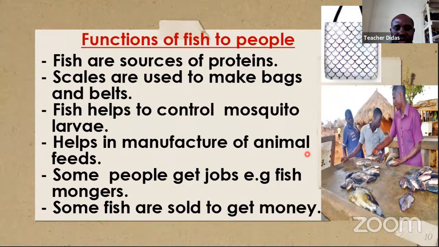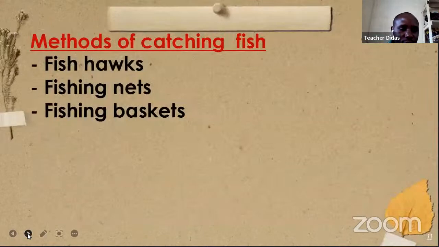People get jobs, those ones who sell fish. A person who sells fish is called a fishmonger. Altogether, yes. So that's all we had.